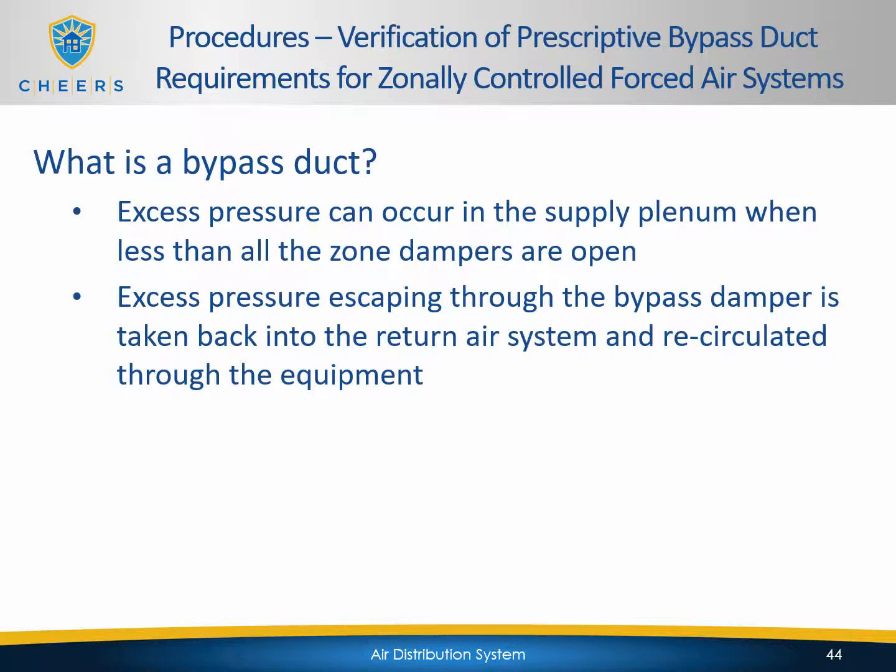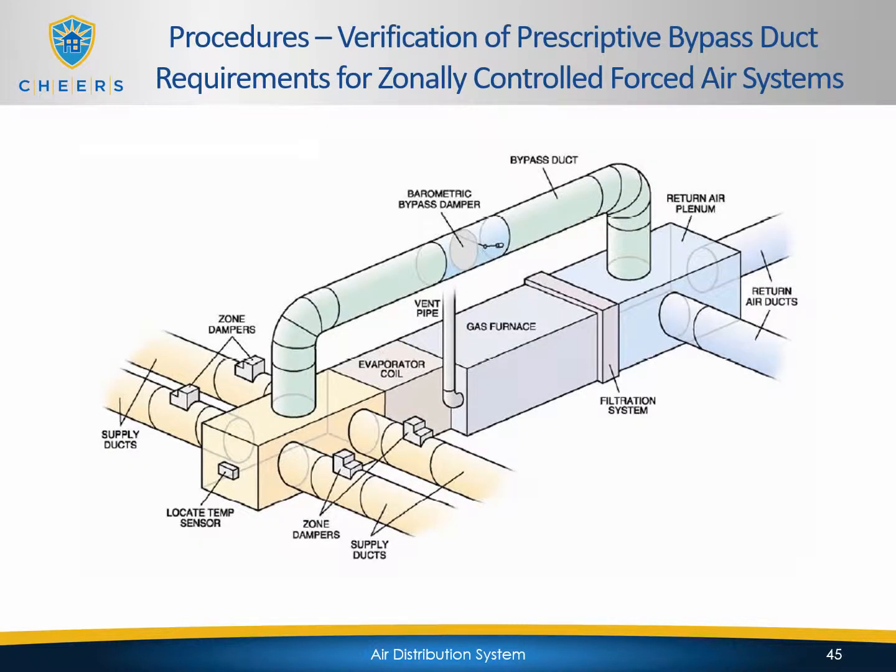Excess pressure can occur in the supply plenum when less than all the zone dampers are open. Excess pressure escaping through the bypass damper is taken back into the return air system and recirculated through the equipment. And this is a diagram to show how the bypass duct is usually designed and installed.